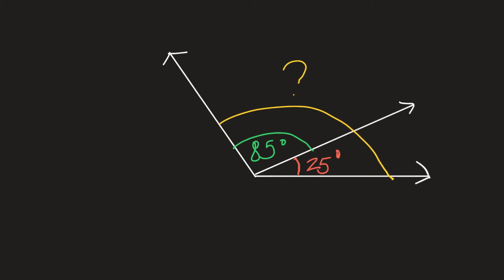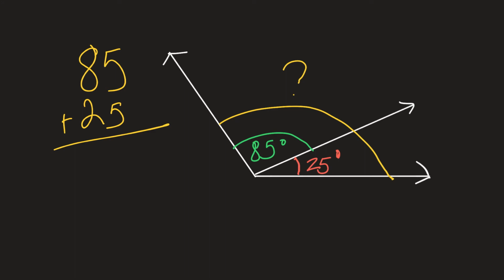And it's going to be 85 plus 25. 5 plus 5 is 10. We regroup. 8 plus 1 is 9, plus 2 is going to give us 11. So that means that this angle right here is going to be 110 degrees, the whole thing.